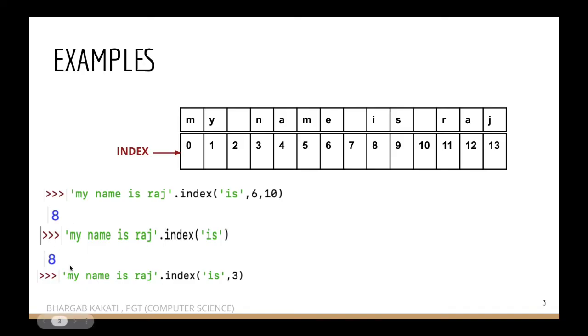Another format, let us see here. If I write my name is Raj dot index is comma 3. What it means? It means that starting from index number 3, it will look towards the right hand side. Index number 3 is which one? This one. From this index, it will look towards the right. And while looking towards the right, it will search for this substring. Now after the index 3, is the substring is present here? Yes, it is present at index number 8. Therefore, the result will be shown as 8 here.